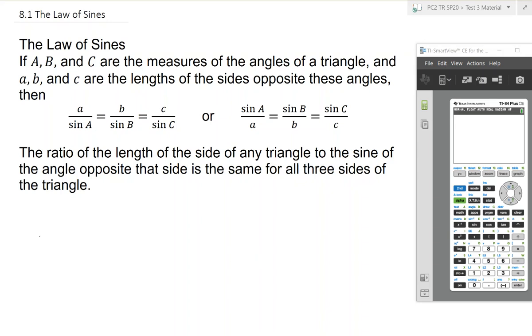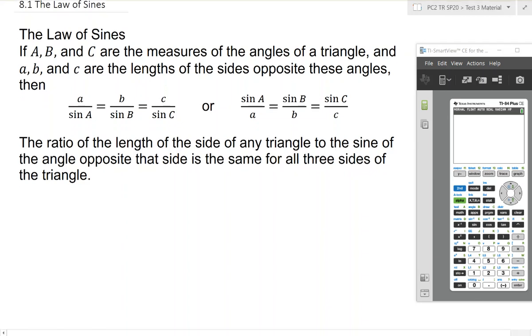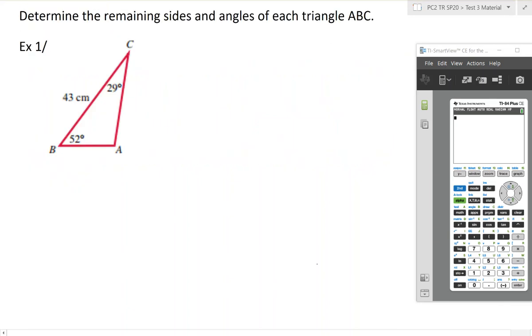So basically, with the law of sines, you're only going to be using two of the fractions at a time. It says that the ratio of the length of the side of any triangle to the sine of the angle opposite that side is the same for all three sides of the triangle. So you're able to set up a proportion this way. Let's try this on a problem here.